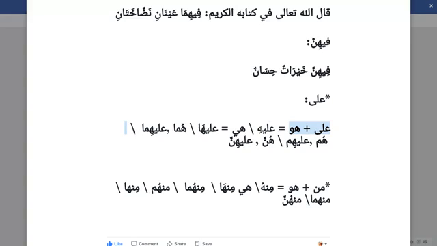Alayhi. Ala plus huwa, alayhi. The ha on alayhi has kasra. All prepositions, when attached to these particular pronouns, don't alter. Fi and ala, we see this example, with only those pronouns that you see attached to them.